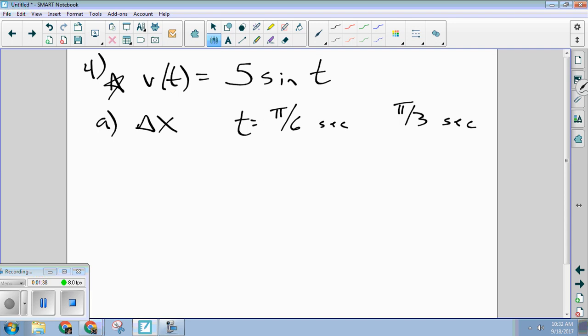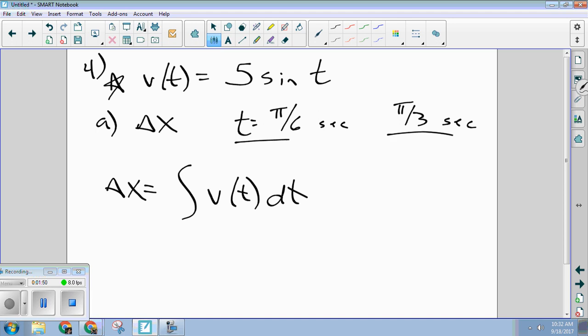Take an integral, right? Okay, and so what we want to do then is find our displacement. We want to find the integral of our velocity as a function of time, with respect to time, between these two time bounds, right? Because we're looking for a change, that means I want to bound my integral so it becomes a definite integral, right? So I want to take my integral between pi over 6 and pi over 3, right? So is everybody okay up to there?